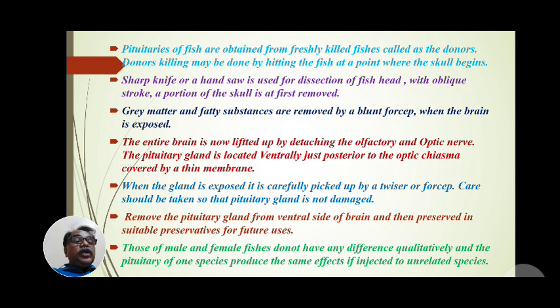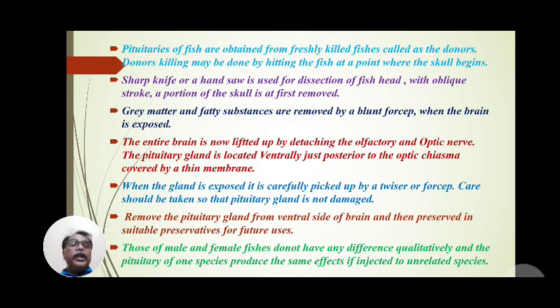Those species which are undeveloped, or just maturing, have no relation between male and female fish. Qualitatively, the pituitaries do not differentiate. The pituitary of one species produces the same effect if injected into an unrelated species. When injected into other species, no marked differences are seen. Such pituitaries are to be removed from the dissection of both male and female fish.